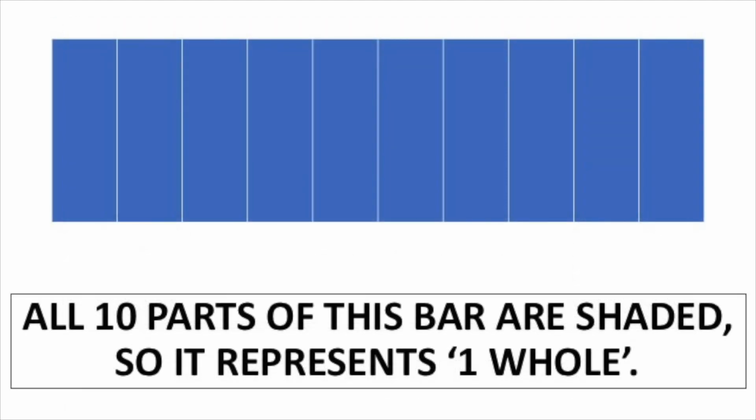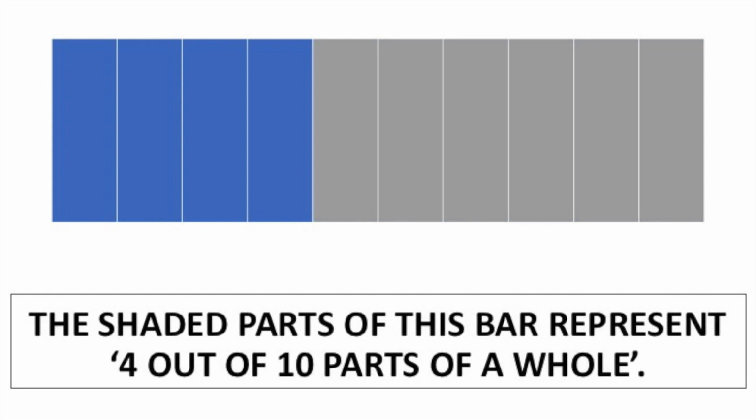All 10 parts of this bar are shaded. 10 out of 10. So it represents one whole. Because remember, when we have 10 parts coloured in, that's the whole, 10 out of 10. Well, here, not whole, the shaded parts of this bar represent 4 out of 10 parts of a whole. How many parts are shaded? 4. So you can see 4 out of 10. We have 10 parts and 4 are shaded.